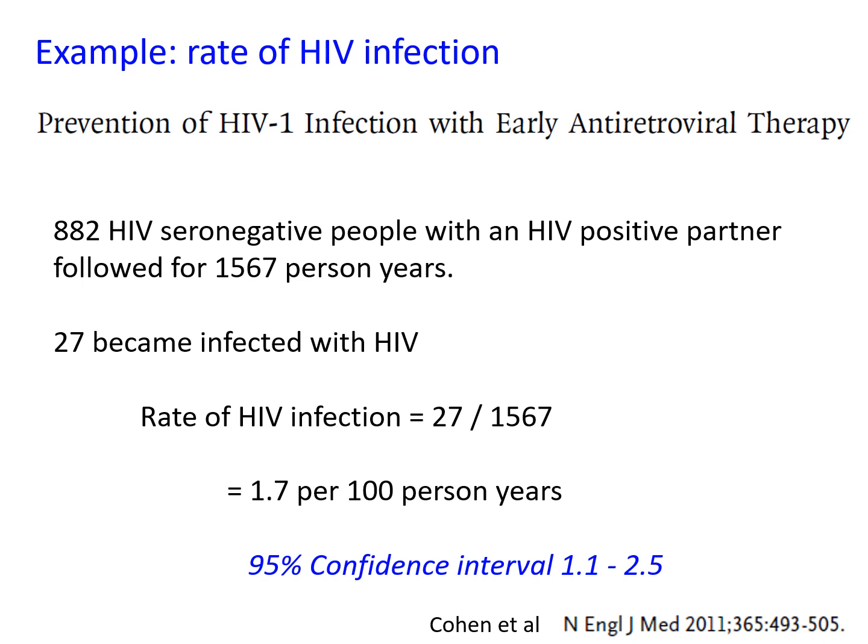I'll tell you about this paper which looked at prevention of HIV infection with early antiretroviral treatment. 882 HIV seronegative people who had an HIV positive partner were followed for 1,567 person years. 27 of them became infected with HIV. So the rate of infection was 27 events, HIV infection is the event, divided by 1,567 person years at which people were followed at risk of HIV. And that comes to 1.7 per 100 person years of follow-up. And they presented a 95% confidence interval. In the second part, I'll show you the comparison group.